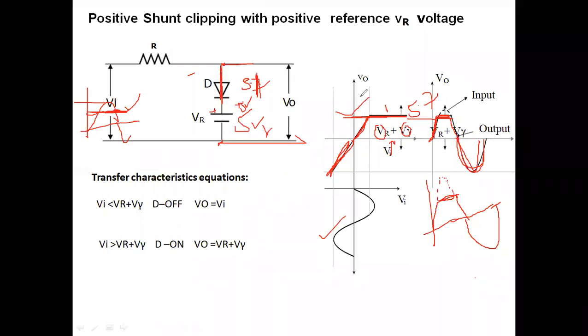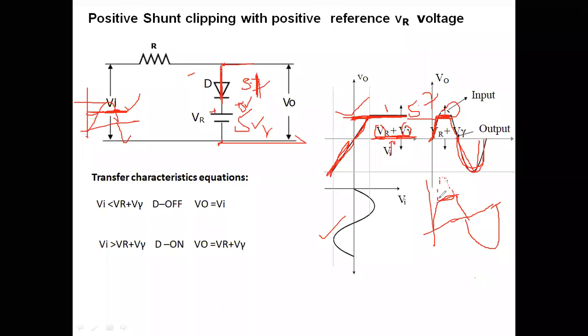The y-axis is output. It will be maintained constant even though the input increases. The x-axis is your input. Input is increasing from 5.7 to 10. Even though input is increasing, output will be maintained constant at 5.7. This is our positive reference voltage. If we apply a positive reference voltage to a positive shunt clipper, you are going to cut the positive peak.